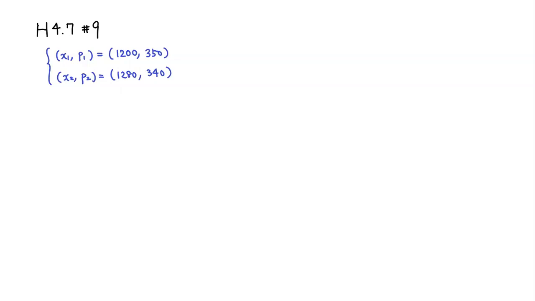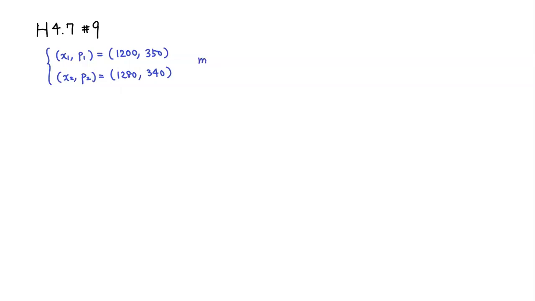So if it's $350, you're going to sell 1,200. If you reduce by $10, you're going to sell 1,280. Right? So using that information and assuming that P and X are related linearly, we can find the equation for P. First, we can just find the slope from here.